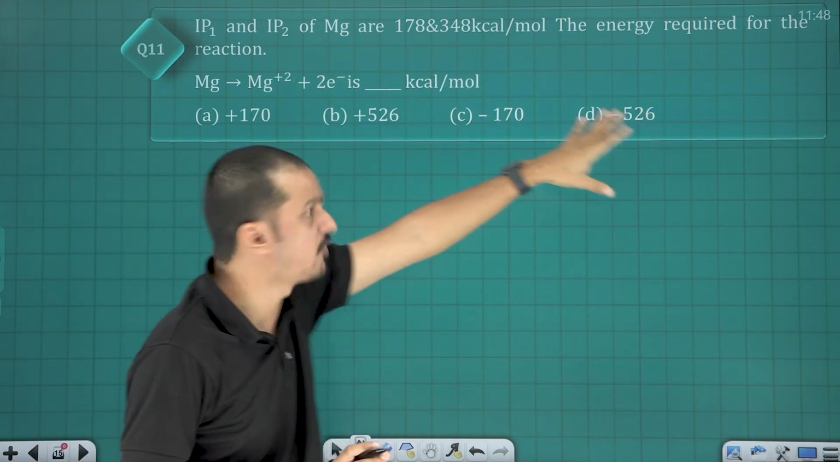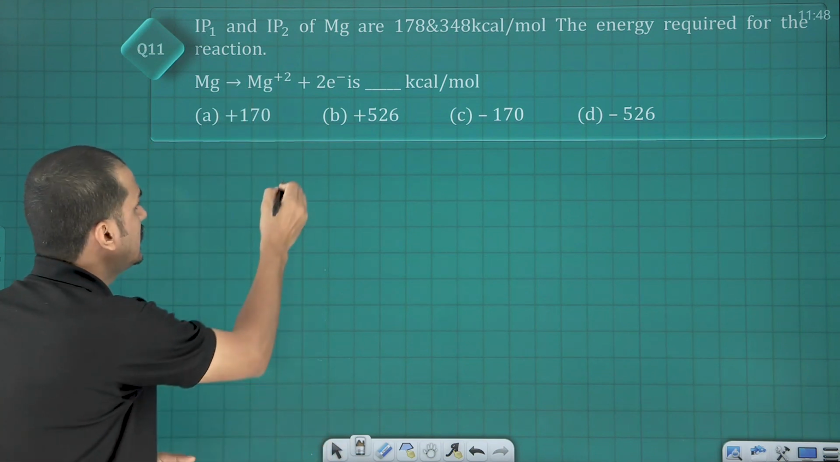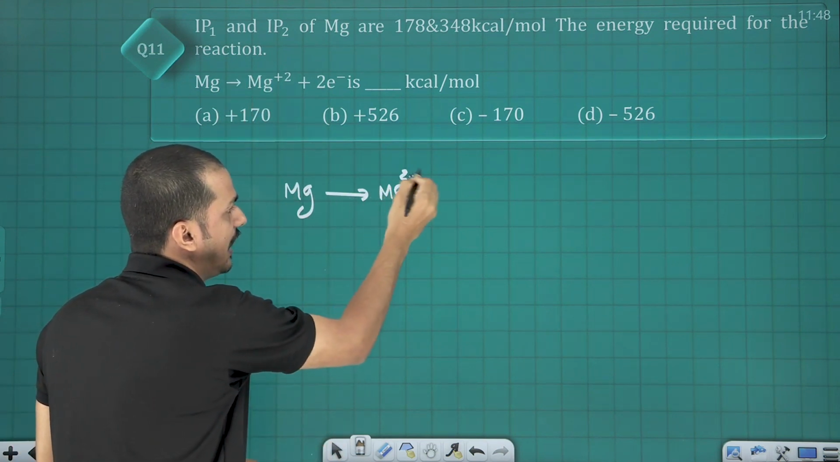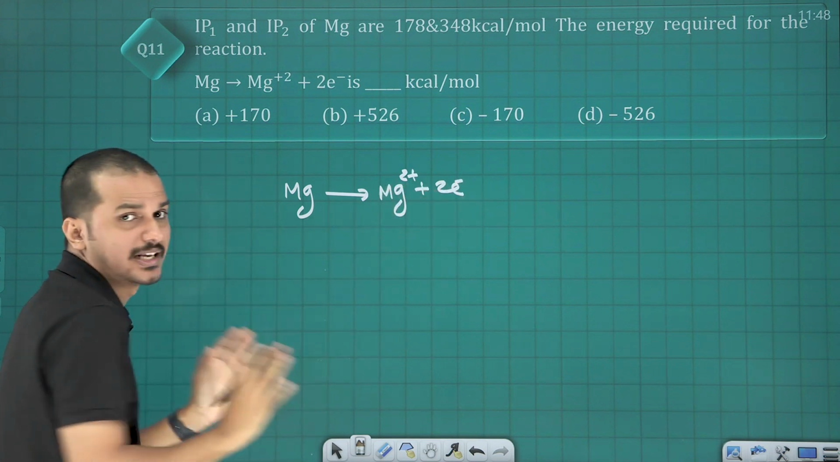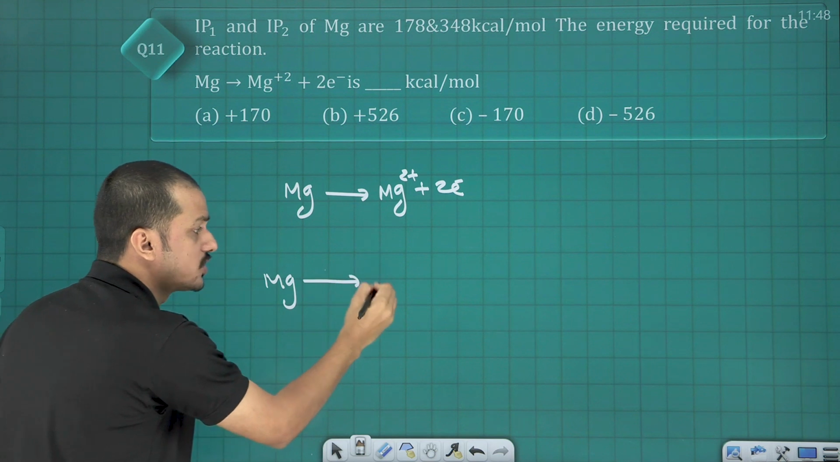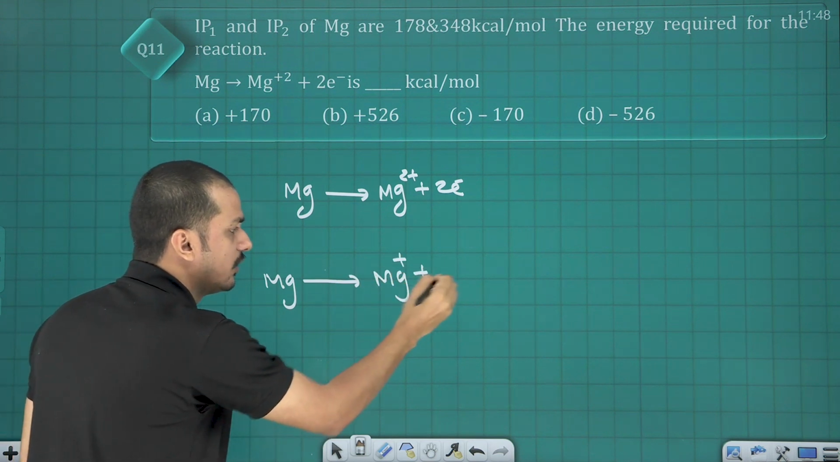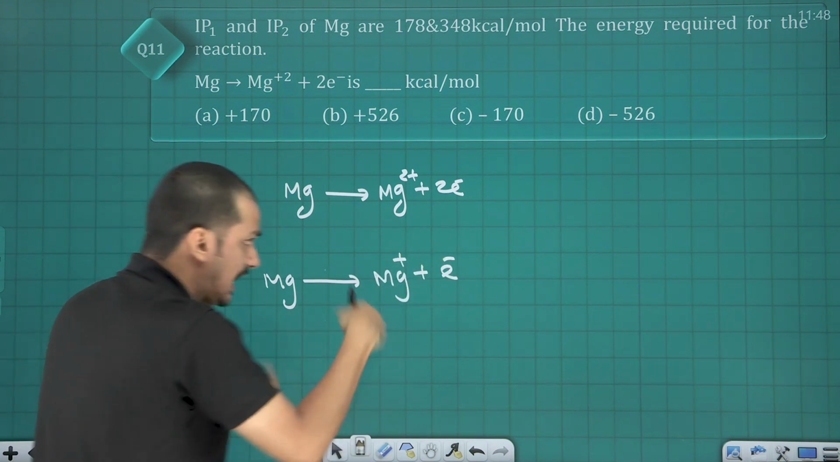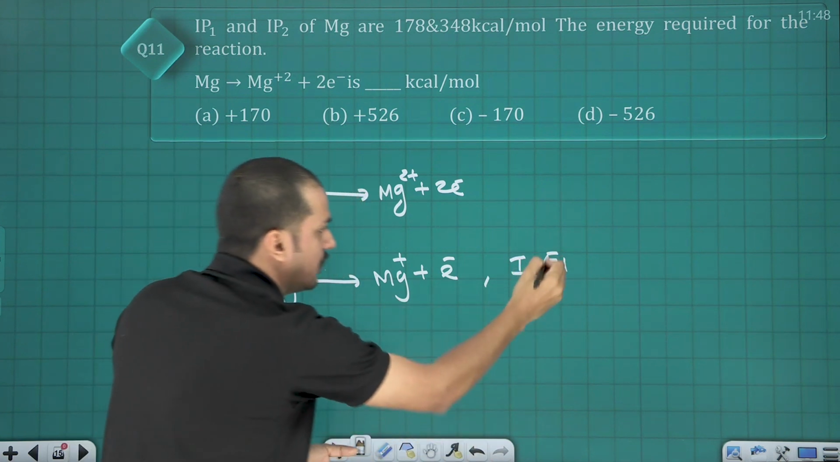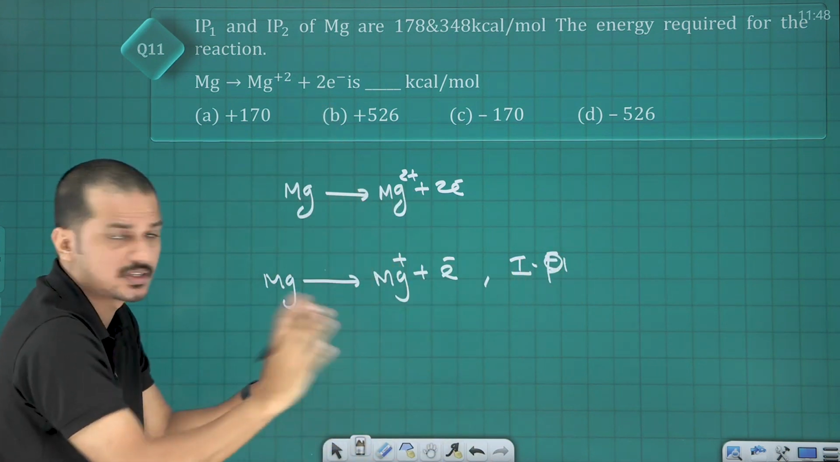The energy required for the reaction, Mg giving Mg2+ plus 2 electrons. For this, how much energy is required? We know first this magnesium has to lose 1 electron, so then only it will become Mg+ plus electron. For that we have to give energy. That is what is called IE1 or IP1. Here they have given IP, so I am using IP1.